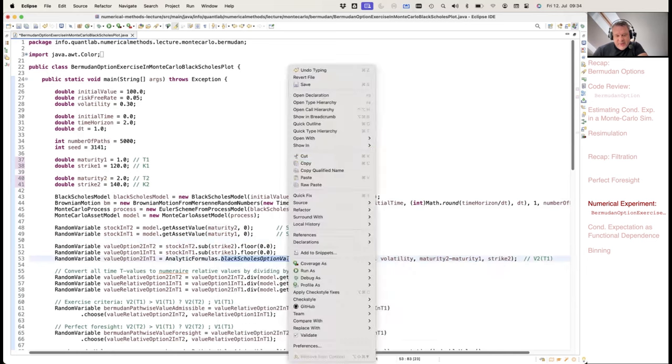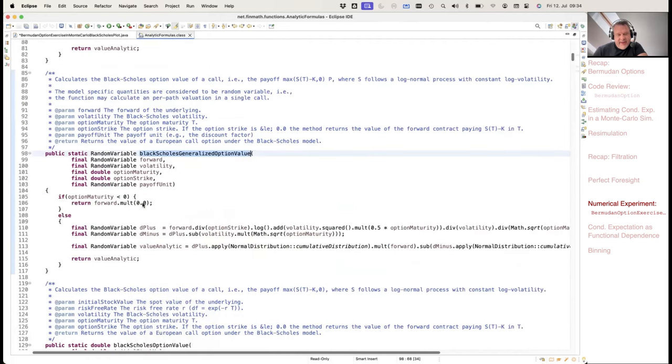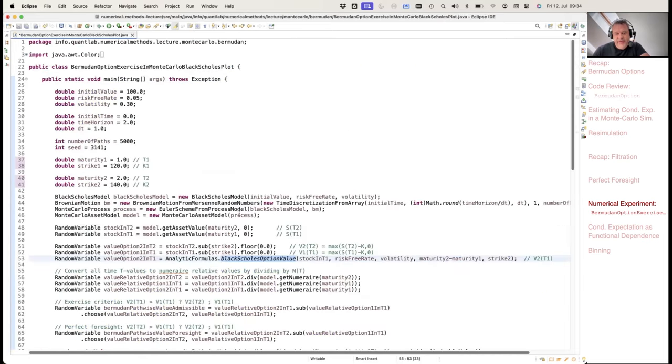You can also peek into this formula here. And you see, okay, there's a little bit of transformation done. And then it's just the normal Black-Scholes formula, but now everything is calculated on random variables. So I use the random variable object to perform the calculation. So it's pathwise operations. I'm in the lucky case that I have an analytic conditional expectation, so I can make my decision.